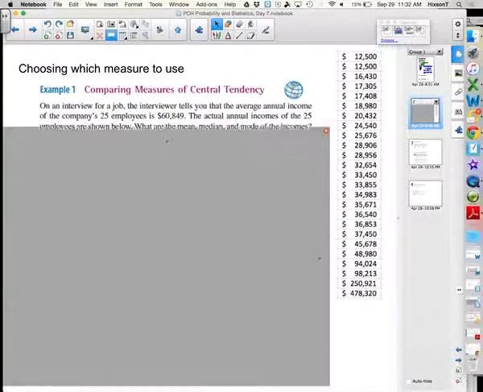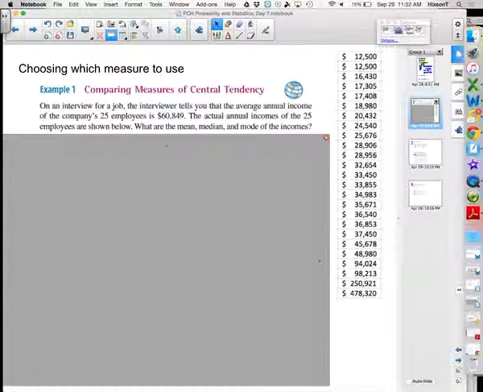Okay? The actual annual incomes of the 25 are here. They're here as well. I put them in order so you can see it a little better. Okay? Now, just looking at the data, what do you think about what the interviewer told you? Huh? He lied? You think he lied? Told the truth, but like. The mean actually is 60,849. His math is correct. What do you think about what he said, though?